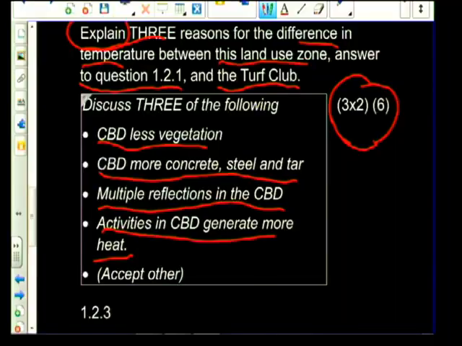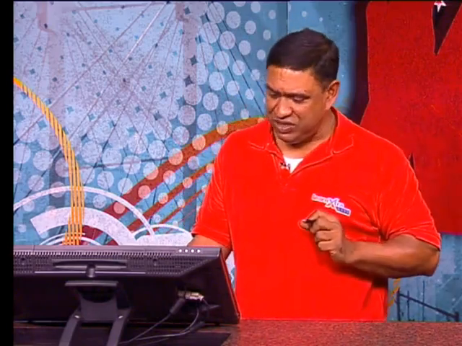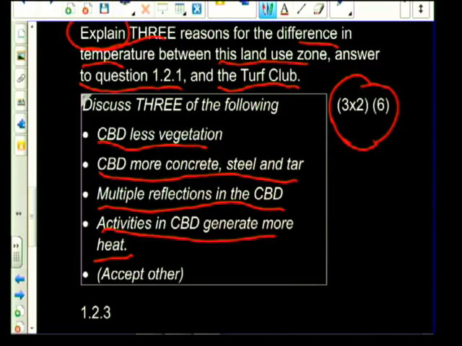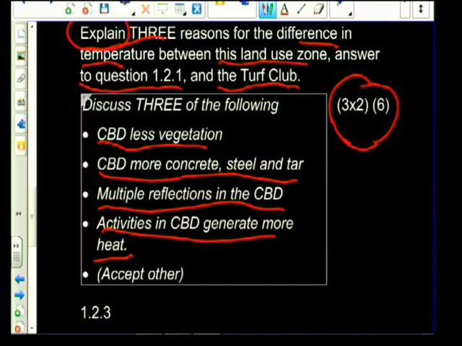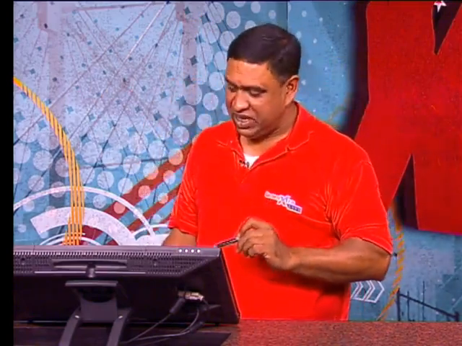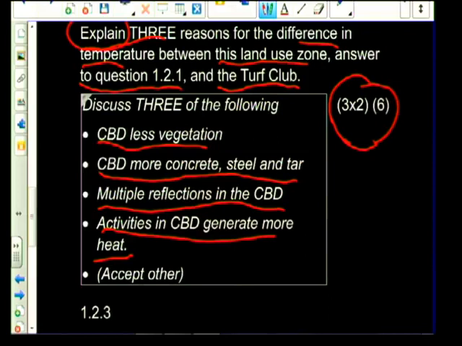Like, for instance, the CBD has less vegetation, therefore less heat is absorbed for photosynthesis. City is warmer. Can you see it? CBD has more concrete, steel, and tar, therefore the steel and tar absorbs more heat, making it warmer. Multiple reflections in the CBD. We could go further by stating that heat gets trapped between the tall buildings, making it warmer. Can you see it? Activities in the CBD generate more heat. Example, there are more cars, more air conditioners, more factories, which make the city warmer.